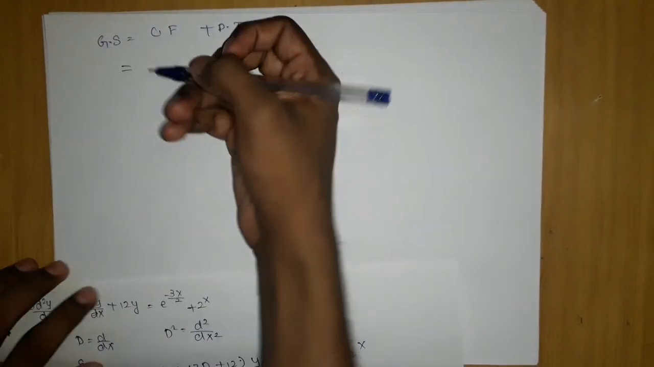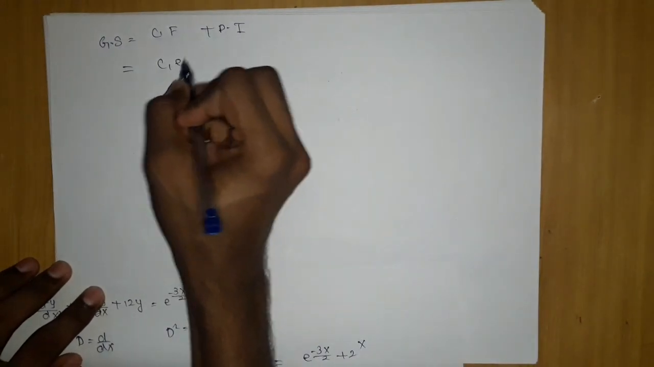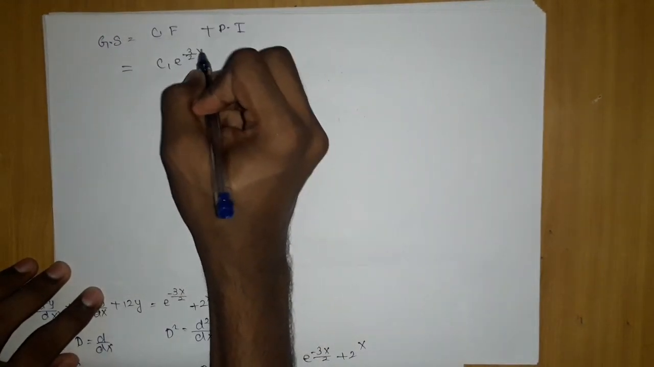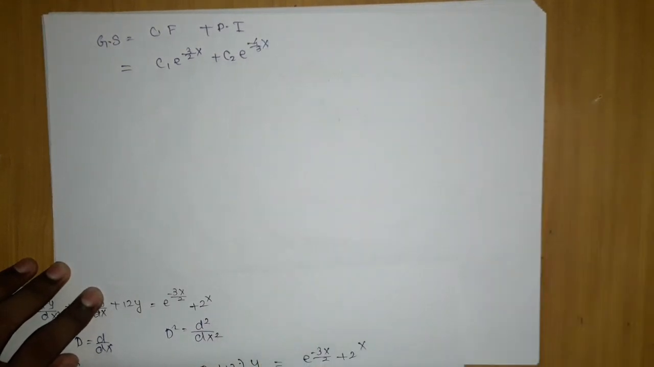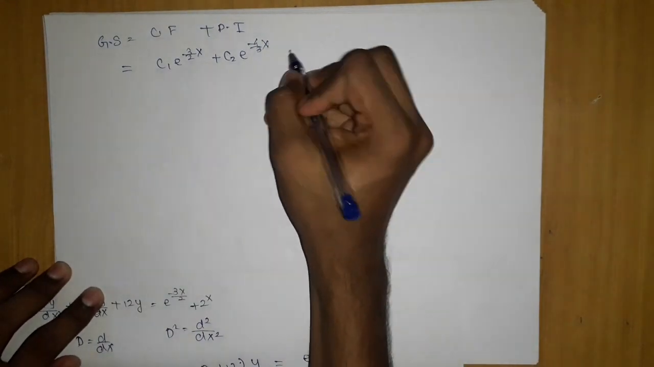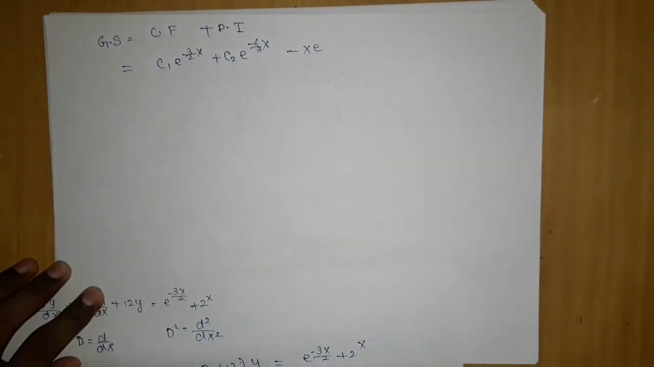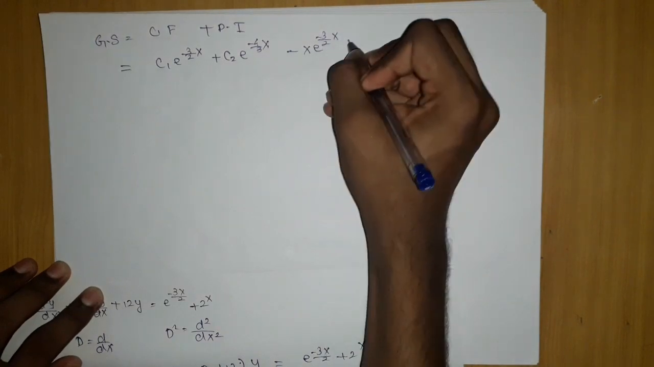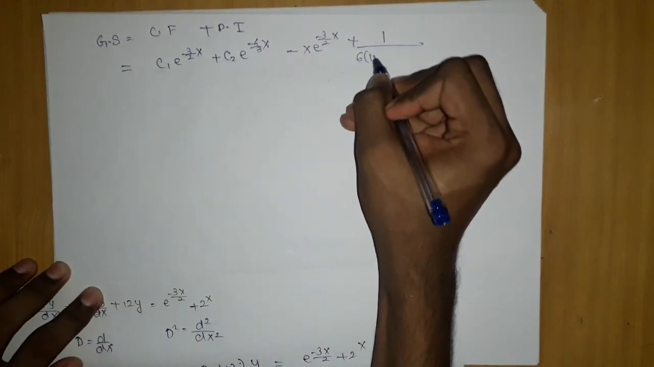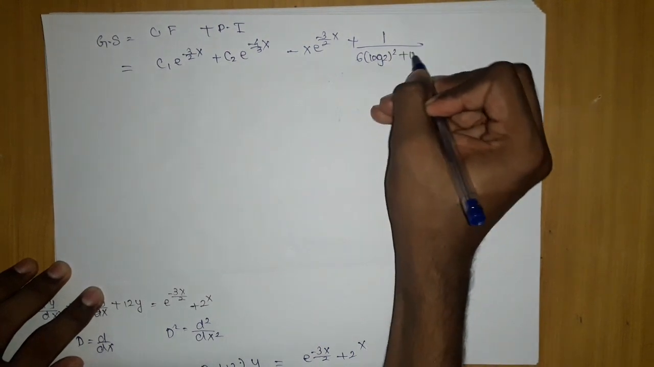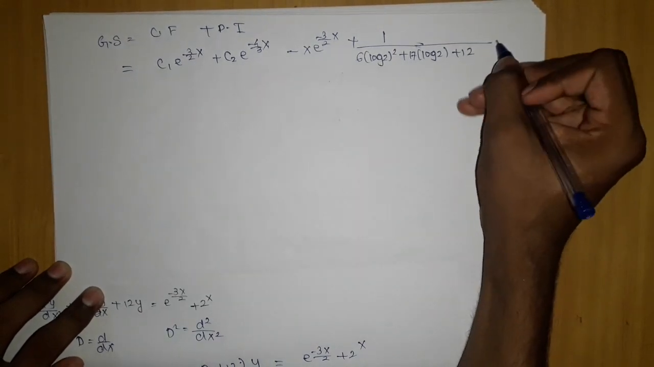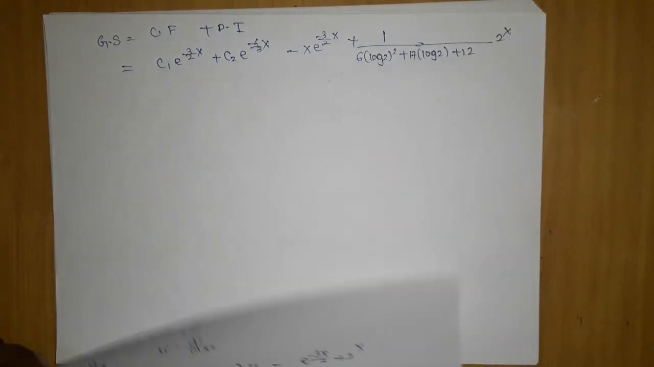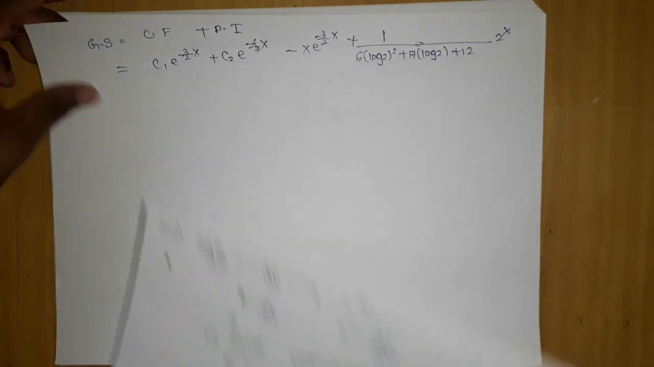Complementary function we have written as c1 e to the power minus 3 by 2x plus c2 e to the power minus 4 by 3x, and particular integral we are going to write as minus x e to the power minus 3 by 2x plus 1 upon 6 log 2 square plus 17 log 2 plus 12 e to the power 2 to the power x. So this is our required answer. Hope you have understood the answer. Now let's move on to the next problem.